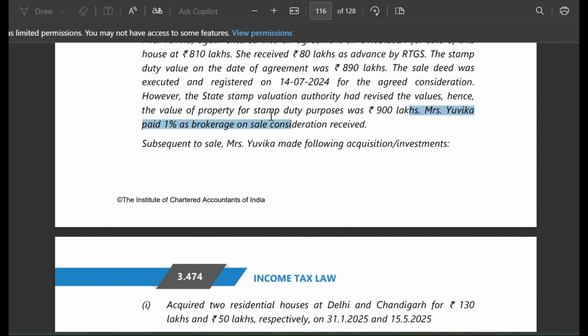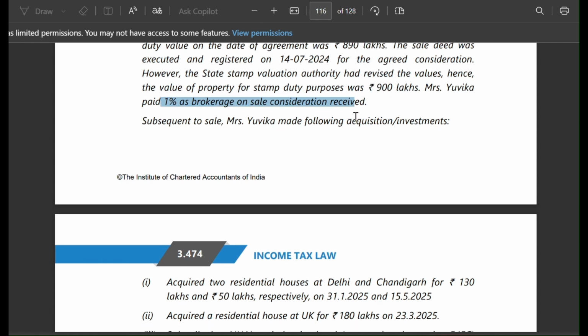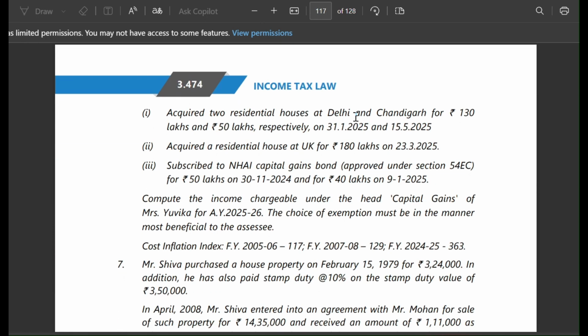In this case, this stamp duty value need not be considered, and 1% is the brokerage, that is the expense on sale of the asset. They also gave the investments: they acquired two residential houses at Delhi and Chandigarh, both within India. One is for 130 lakhs and one is for 50 lakhs, on 31/1/2025 and 15/5/2025. These are within 2 years from the date of the transfer, so they are purchasing that asset. The time limit is 2 years.